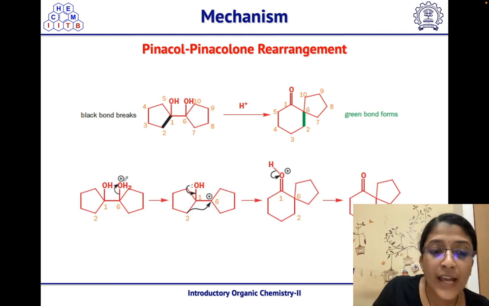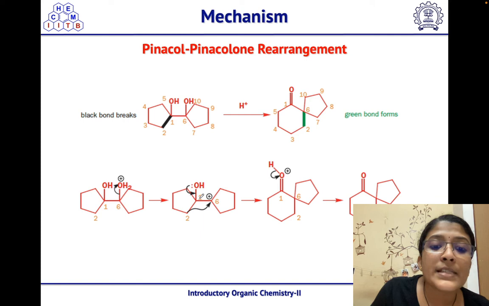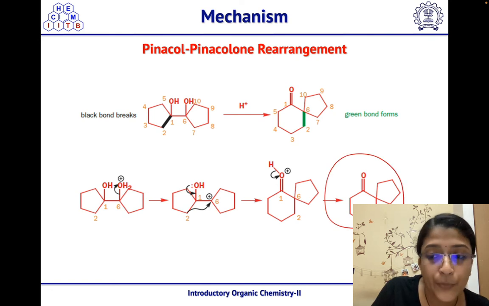We will see the mechanism. First, in the presence of acid, one of the hydroxyls will protonate and get removed as water, and a carbocation will be generated on this carbon 6. Now, when the lone pair of electrons on the oxygen is falling down, this carbon 1,2 bond will break, and this carbon 2 will go and attack this carbon 6. So it will lead to the formation of this, which upon deprotonation will lead to the formation of this spiroketone.